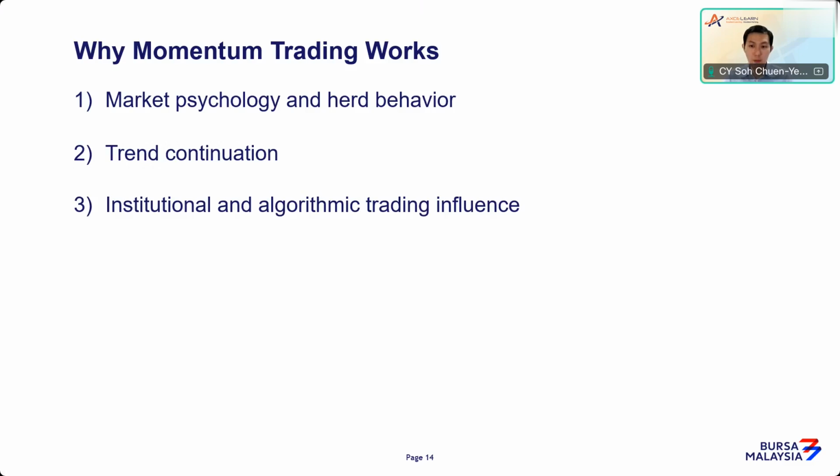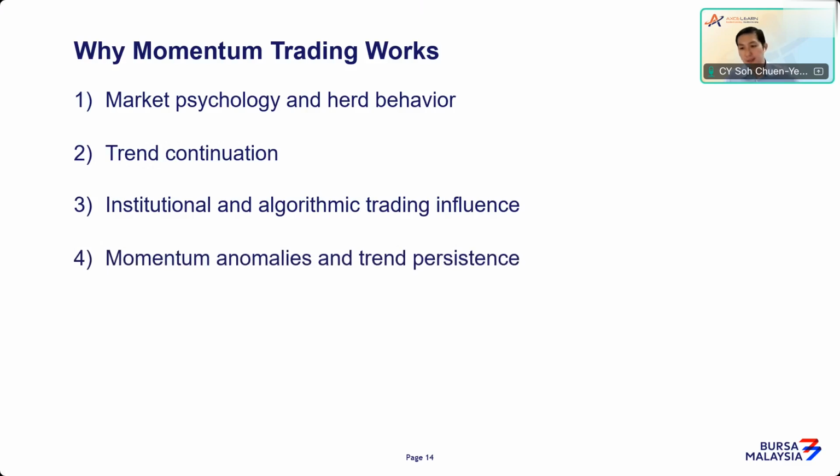So whenever there is a trigger for a price trend, they will also become market participants, joining in the market and causing the price to move as well. So you can see why momentum trading is quite popular in the market. And lastly, market anomalies and trend persistence.